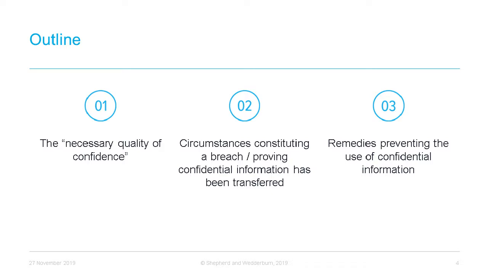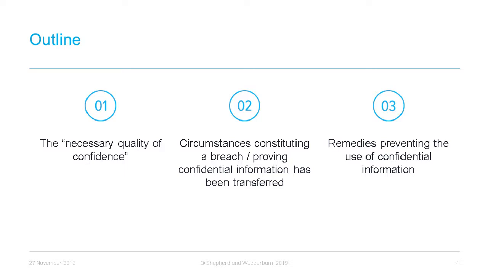Traditionally, there hasn't been a limit imposed on the types of information that can be protected, but the courts have pulled together four main groups and identified them as trade secrets, personal information, artistic and literary confidences, and state secrets.